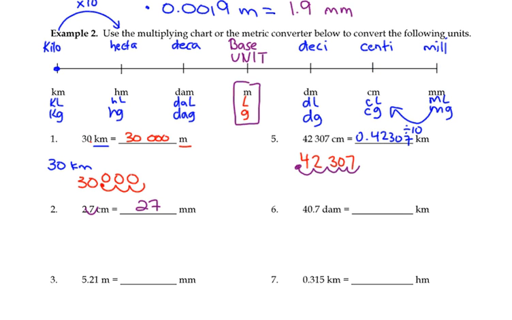Okay, what's DIM called? Decameters. So 40.7 decameters. To get to kilo, we want 2 to the left. So 2 to the left, 0.407. Okay. Meters to millimeters. So meters here, millimeters here is 3 jumps to the right. 1, 2, 3, add a 0 there. 5,210.